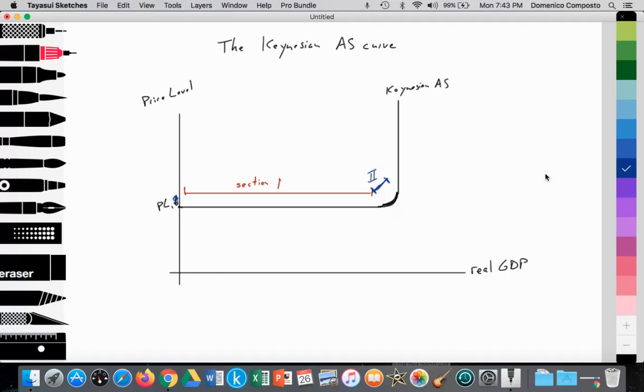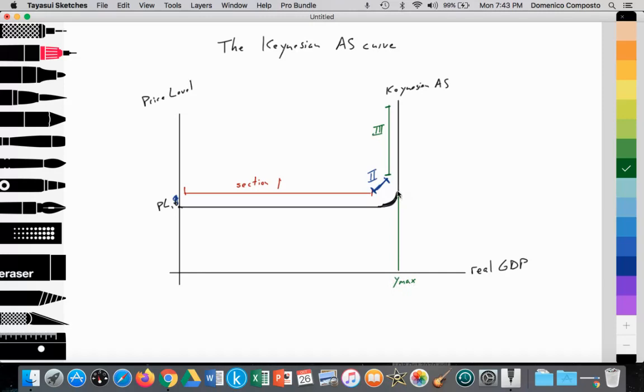All right. Next is section 3, right here. And in this portion, we've reached what we call the maximum amount of output that the economy can produce. Right? We're at Y max.